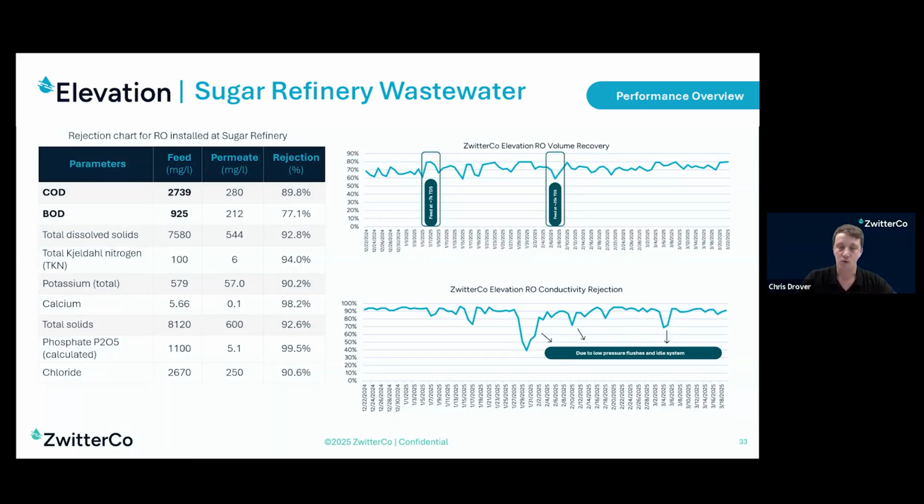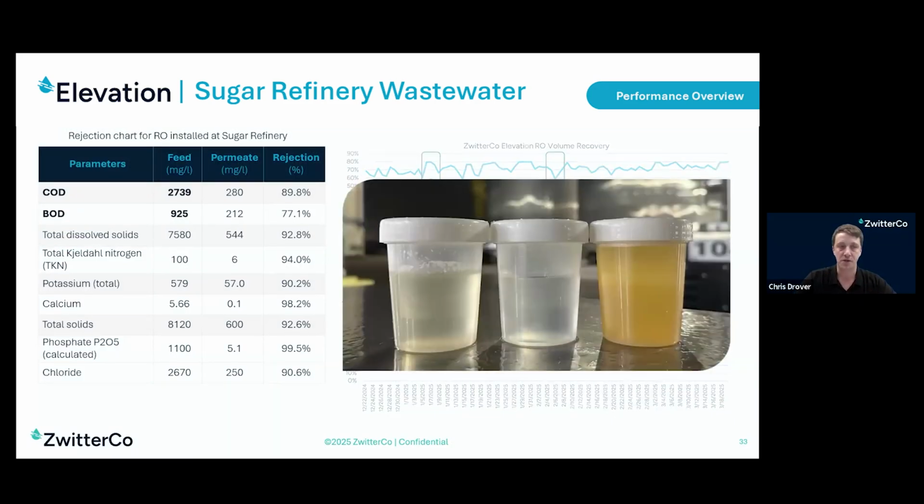What this looks like for a visual, you can see here the feed water on the left, the permeate in the center, and the concentrate on the right. And these are really extreme fluids to be sending through an RO membrane. And so the ability to run on this kind of feed water and continually recover was crucial for this site.